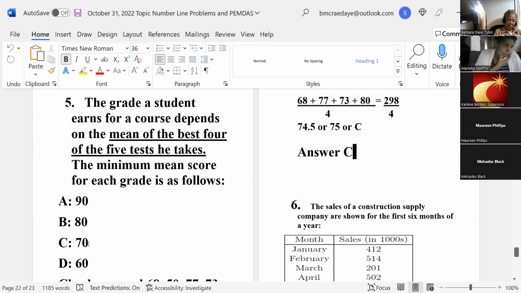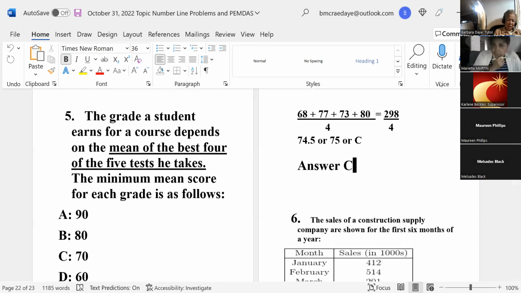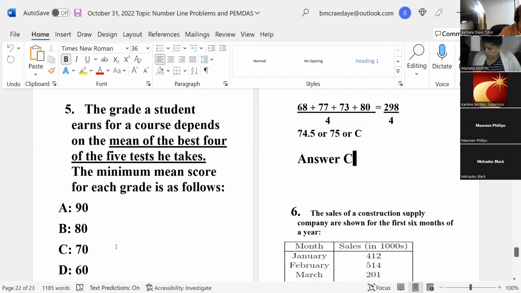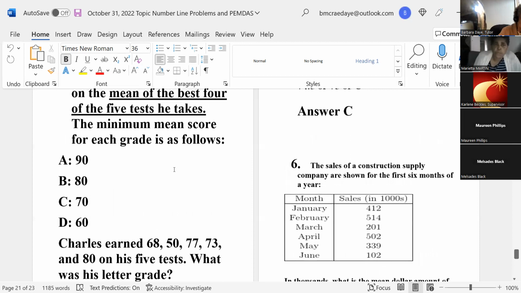That's a 70. It's 298 divided by 4, right? Yeah. That's 74.5, rounded off to 75. So his score is not big enough for a B because it's less than 80. So his letter grade is going to be C, 70. The minimum mean score for each grade is as follows. What is his letter grade? His letter grade is going to be a C.